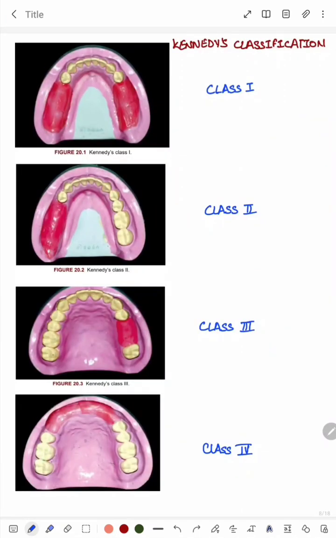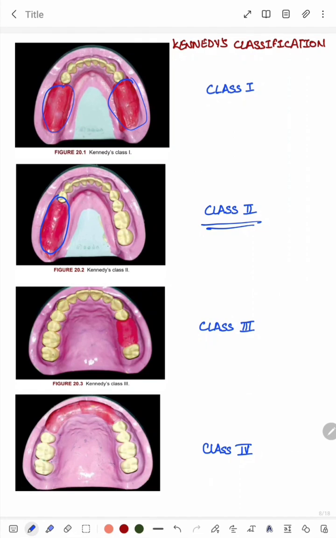Now for classifying edentulous areas, we have Kennedy's classification, basically having four classes. Class 1 is a bilateral edentulous area located posterior to the remaining natural teeth. And in class 2, you can see there is a unilateral edentulous area located posterior to the remaining natural teeth.